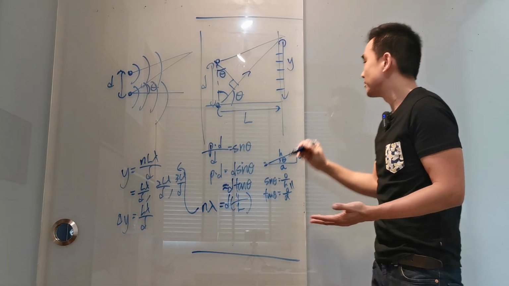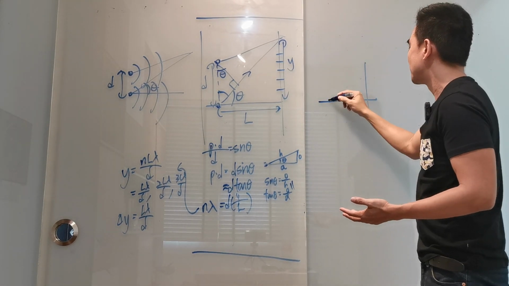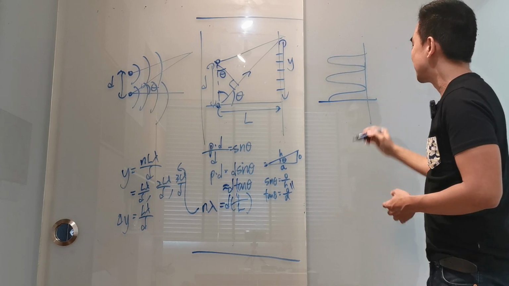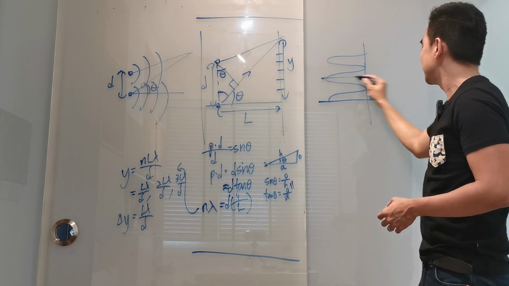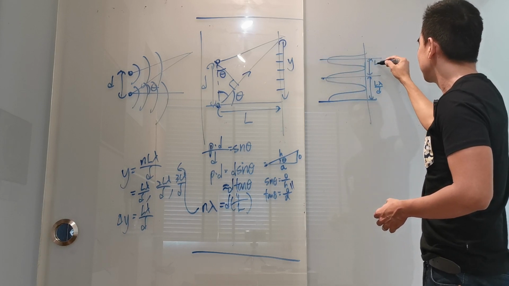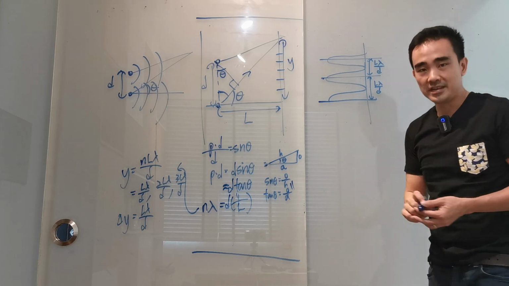And I think I went through this with you, that you need to know how to sketch the pattern. The fringes are evenly bright and evenly spaced. So between this and this, it will be L lambda upon d. Between this and this, it will be L lambda upon d.